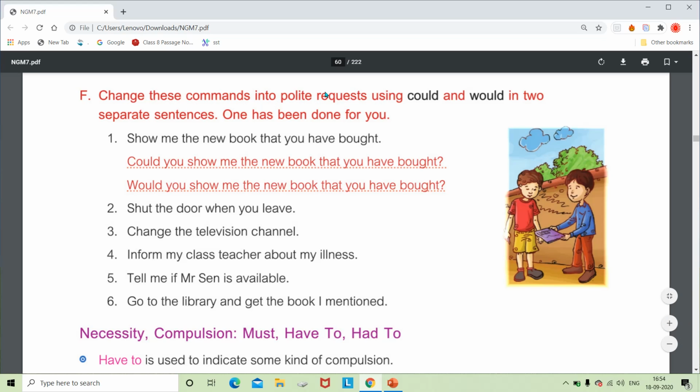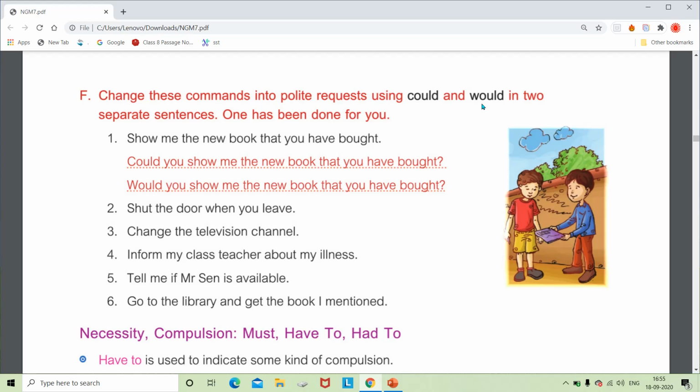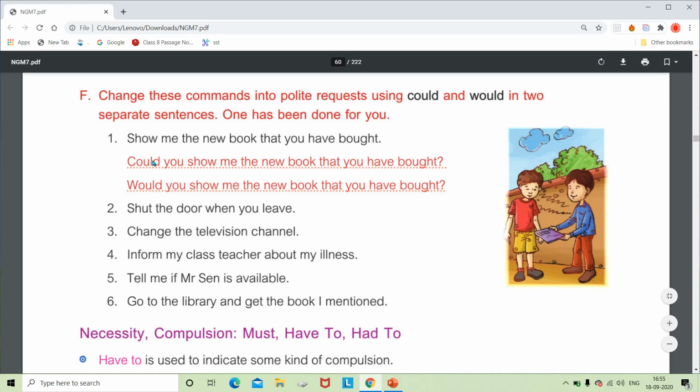And how can we convert them into polite requests? By using could and would, as we have seen earlier that can is used for informal requests, and could and would are used for formal requests. So here we will also make polite, formal requests using could and would. So what we have to do? Nothing, simply just put the auxiliary could and would in the beginning.